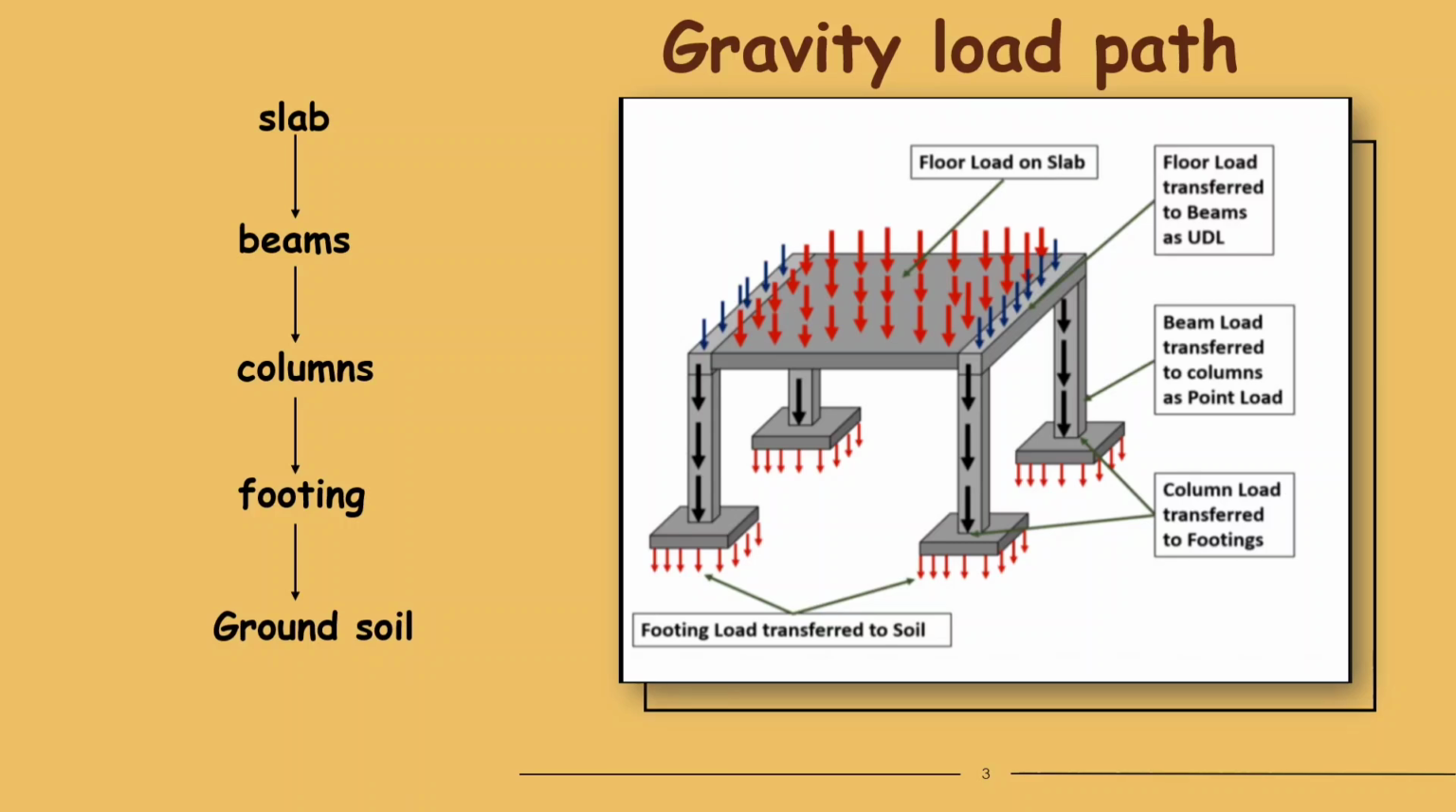But if your building has a flat slab, which does not have beams, which is a slab without beams, there will be columns and slabs and footings. So in that case, the beams will be excluded, and the slab will directly transfer the loads to the columns and to the footings and to the ground soil as before.